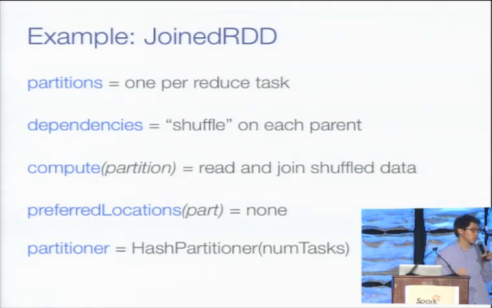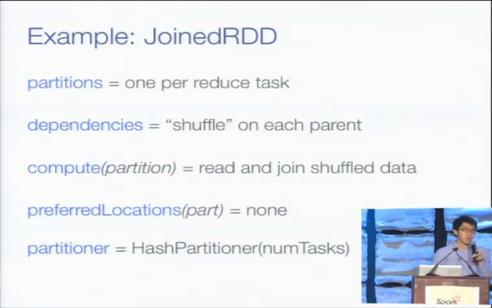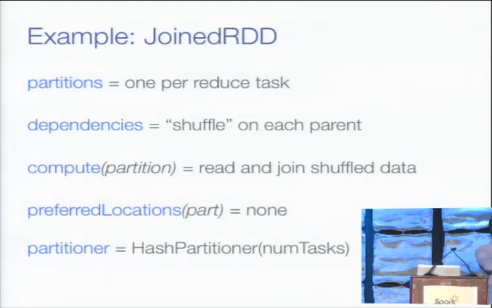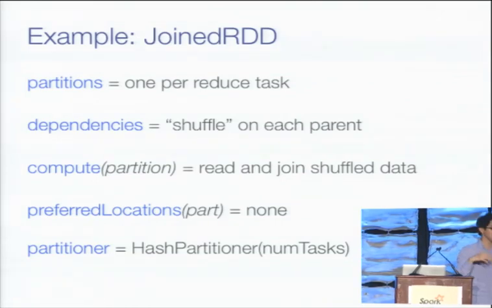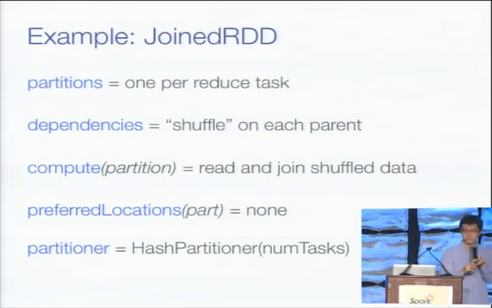And preferred location is really none, because you're doing an all-to-all shuffle of the data. At the reduce side, there's not really any partitioning information you need. You can basically launch it on a random node, and it's going to have the same effect. In the case of Spark, because we use hash partitioning to partition the two parent datasets, the partitioner of the JoinedRDD is essentially just a hash partitioner that depends on the number of reduce tasks.